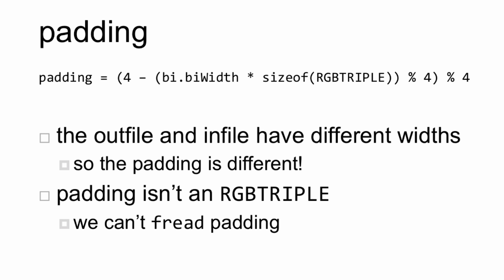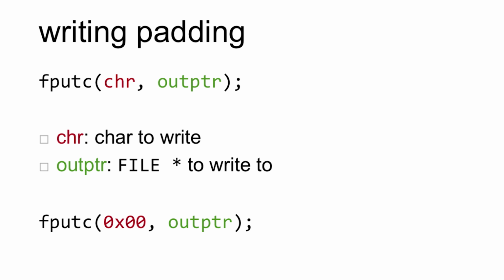You'll notice that the padding takes into account the size of an RGB triple as well as the width of the image in pixels, found in the BI header. Because we're resizing, the out file and the in file will have different widths, so the padding will most likely be different. The other important fact to remember is that padding isn't an RGB triple, so we won't be f-reading or f-writing it in. Instead, to write padding, we'll use the fputc function, which takes in a character to write and then the file pointer to write it to. So in this case, we'll be putting in a 0 for the padding into our out file.